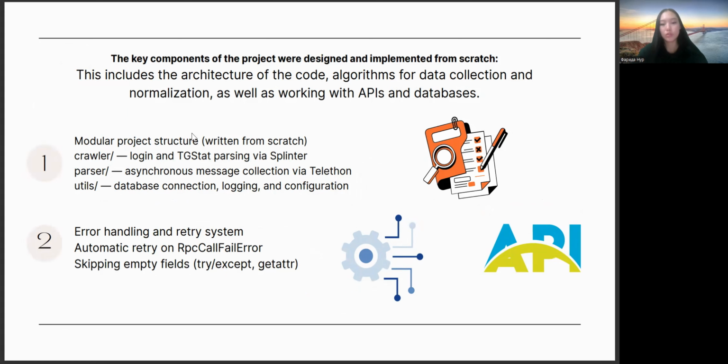All the key components of the Telegram crawler were built completely from scratch. I designed a modular project structure. Crawler is login and TG-State parsing via Splinter. Parser is asynchronous message collection via Telethon, and utils is database connection, login, and configuration. I also implemented an error handling and retry system, with automatic retries for API errors and safe parsing of incomplete messages.